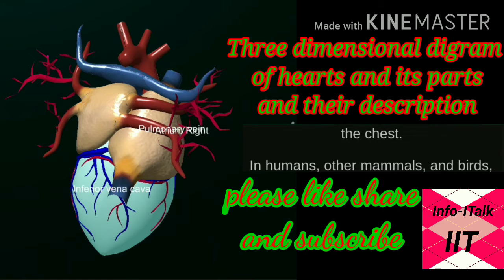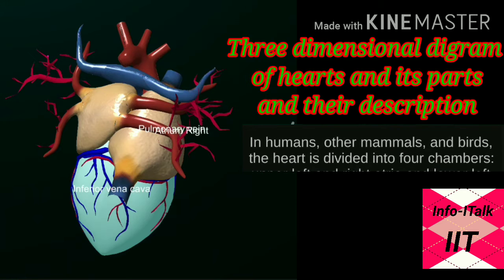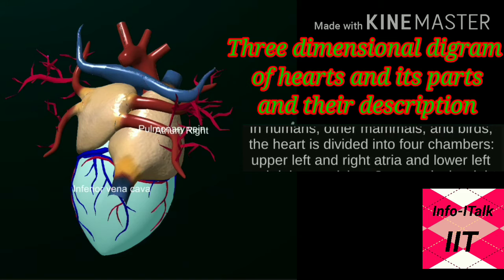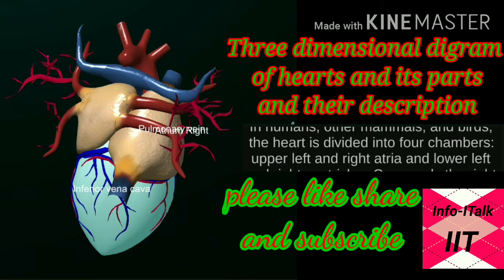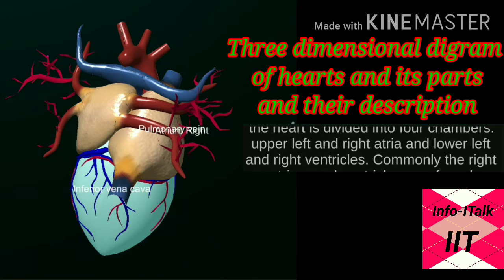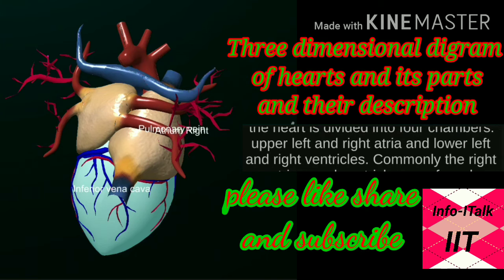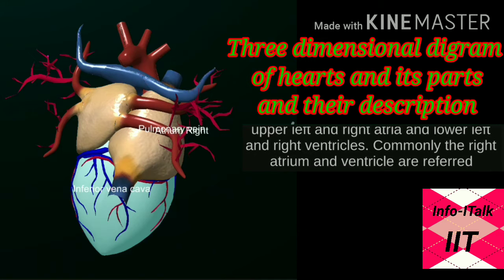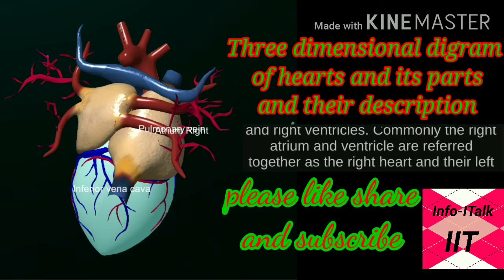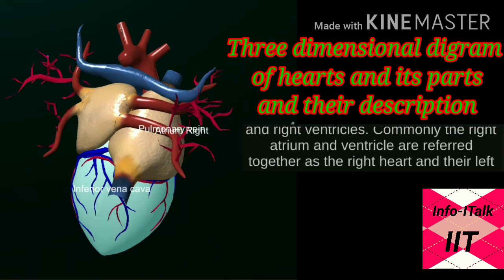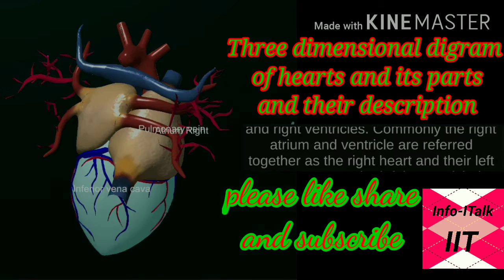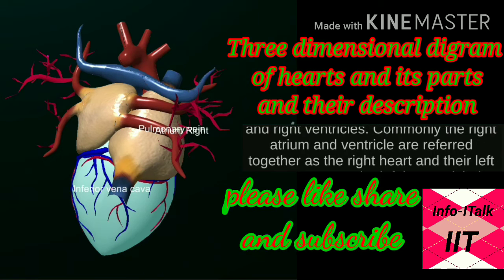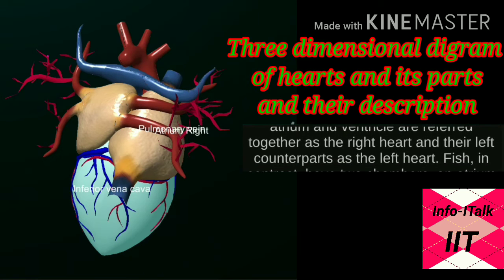In humans, other mammals, and birds, the heart is divided into four chambers: upper left and right atria, and lower left and right ventricles. Commonly, the right atrium and ventricle are referred to together as the right heart, and their left counterparts as the left heart.